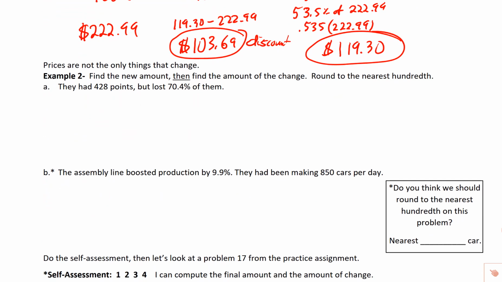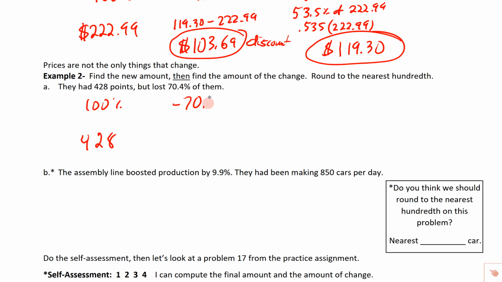So what we're going to do here is we're going to read each one of these problems, figure out the answer to the nearest hundredth, and on this one it says, again, we're going to find the new amount, then we're going to find the amount of change. So it says they had 428 points, so maybe stock market, something like that, but lost 70.4% of them. So this right here is the original amount, 428. That's the original 100%. They lost 70.4% of them, so we're going to subtract 70.4%.